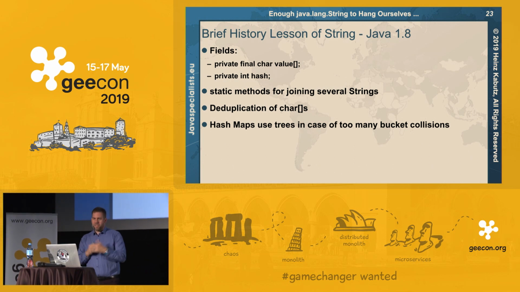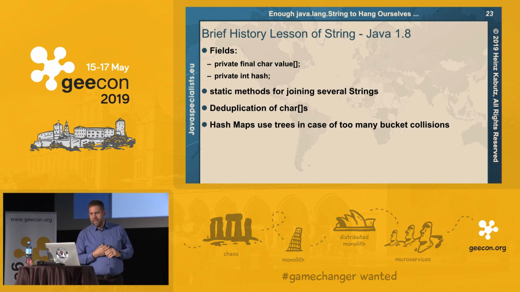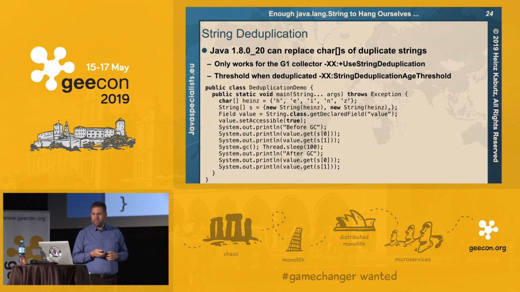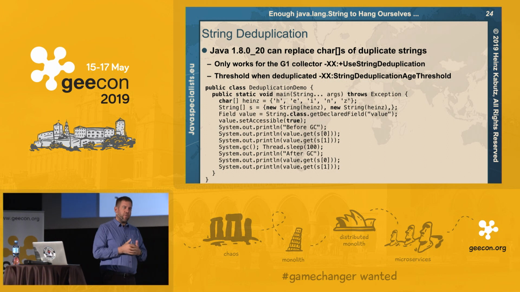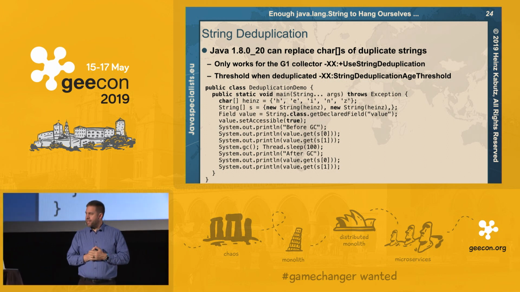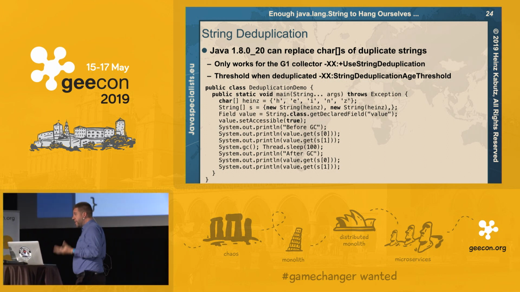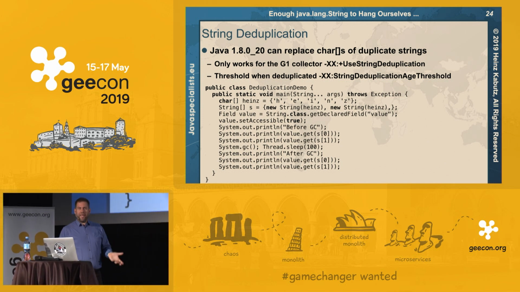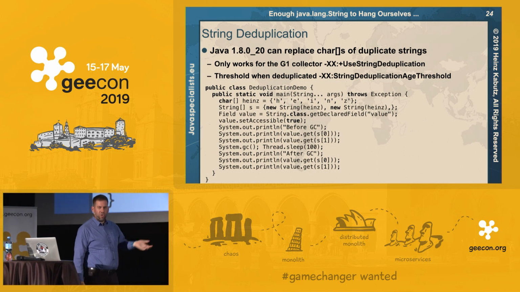Something else, they had a bunch of static methods for joining strings and deduplication of char arrays. I'll mention that in a moment. Since Java 8 u20, they've got the ability with the G1 collector, but unfortunately only with the G1 collector, to deduplicate strings.